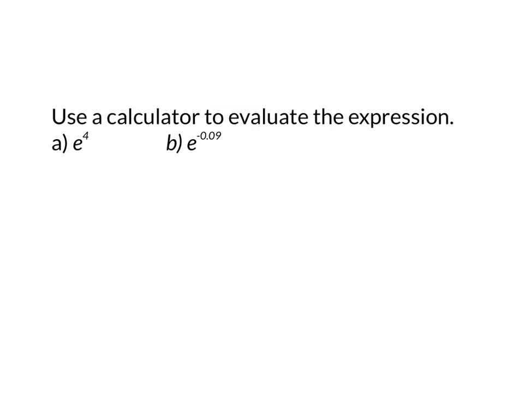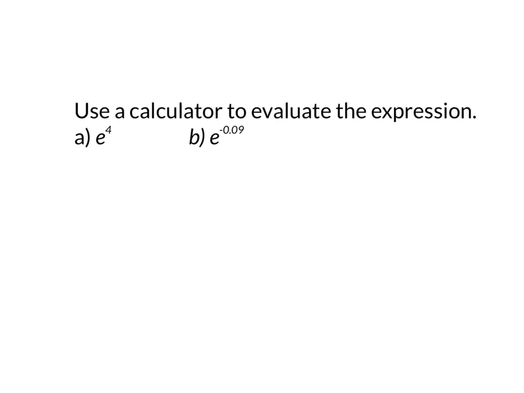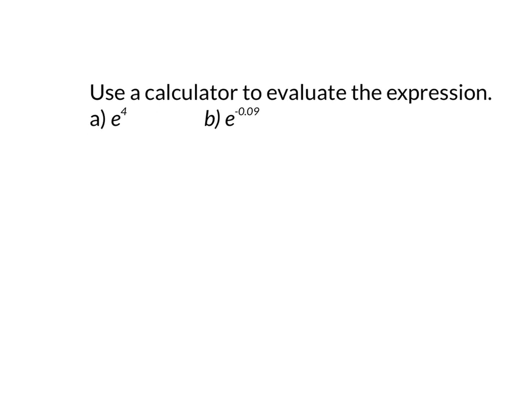All right, use a calculator to simplify these. I'm just going to punch it straight in. If you're looking at your calculator, the E button is right above your LN. There's two buttons above on. So if you hit second LN, the E pops up with an exponent. Just hit 4, enter, and you should see 54.598.